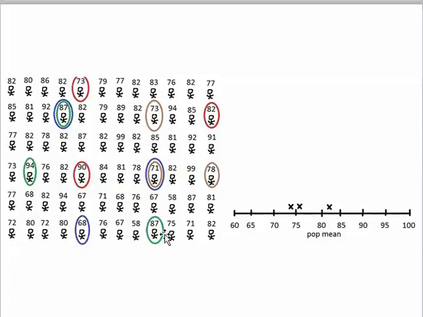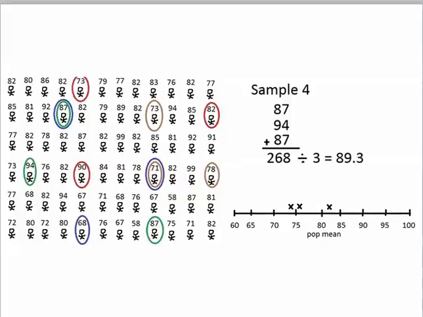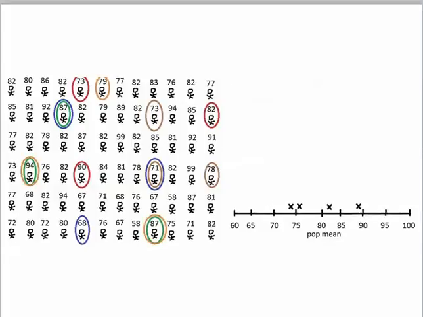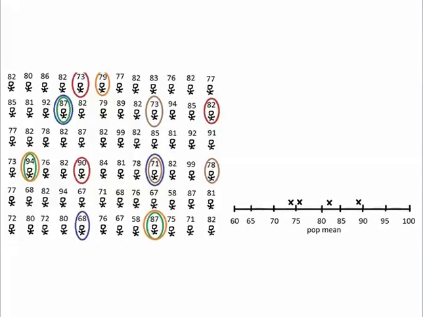The students in the green circles are another possible sample of 3 students that could be chosen, and those 3 students have their own sample mean. Their sample mean is 89.3, which is out there. It's above the population mean. These students in the orange circles are another possible sample of 3 students that could be chosen, and they have their own sample mean, which is 86.7.